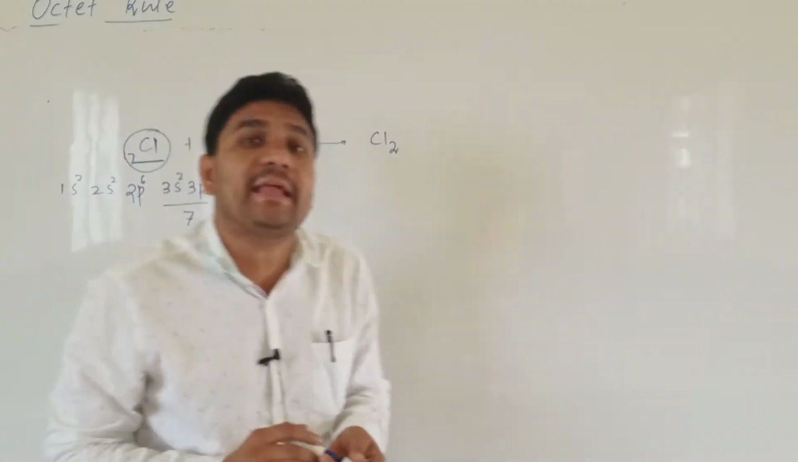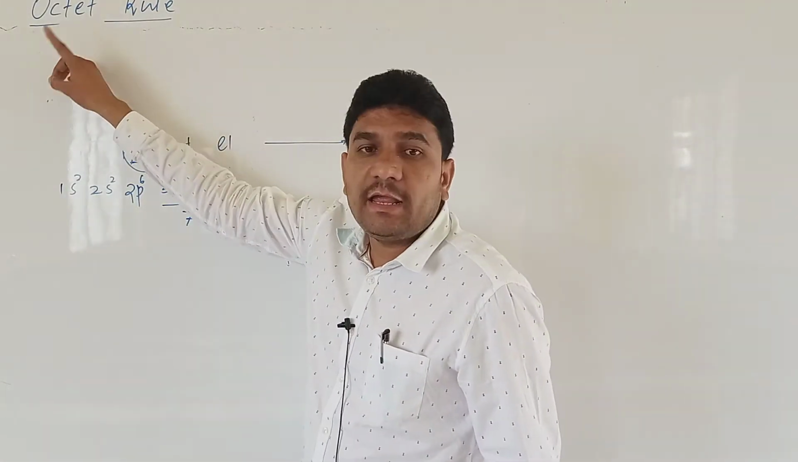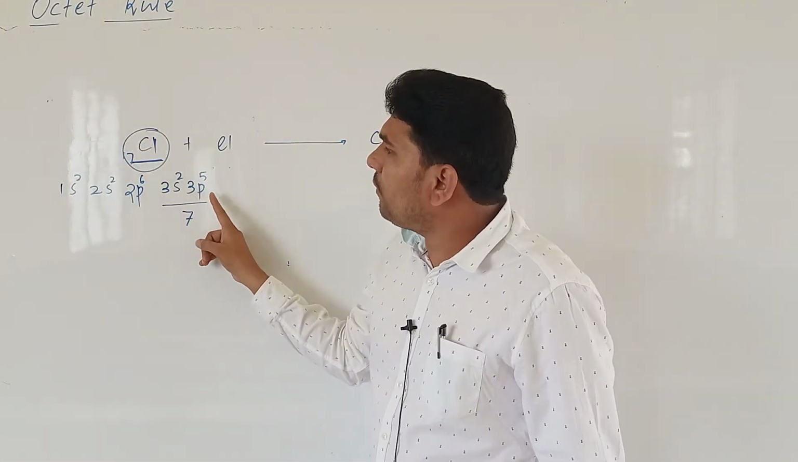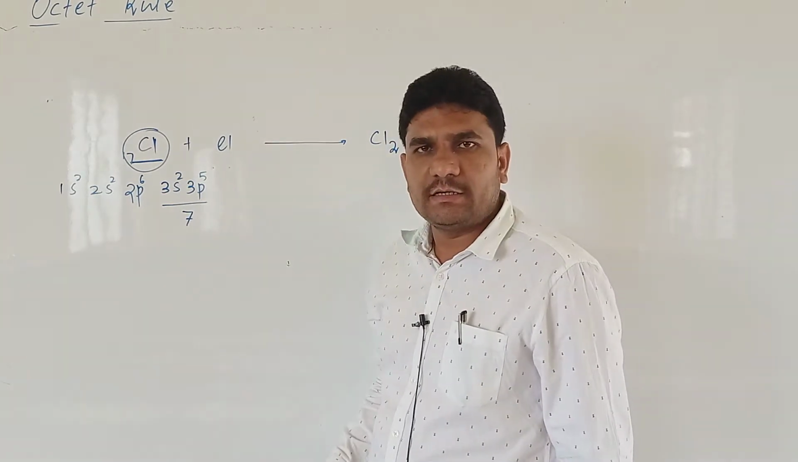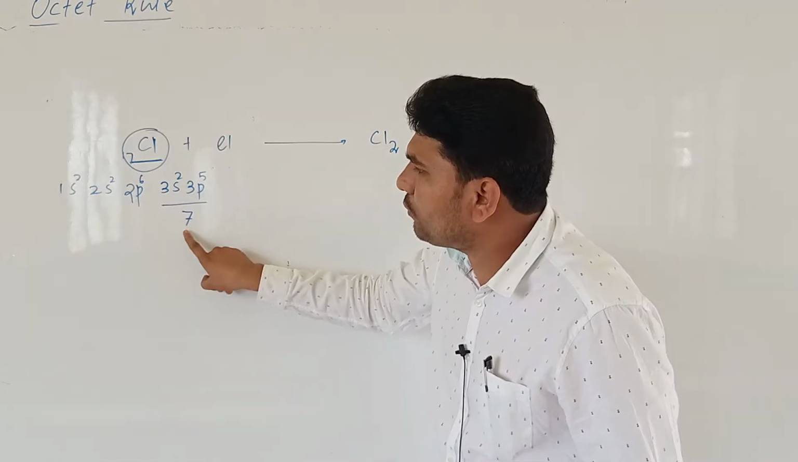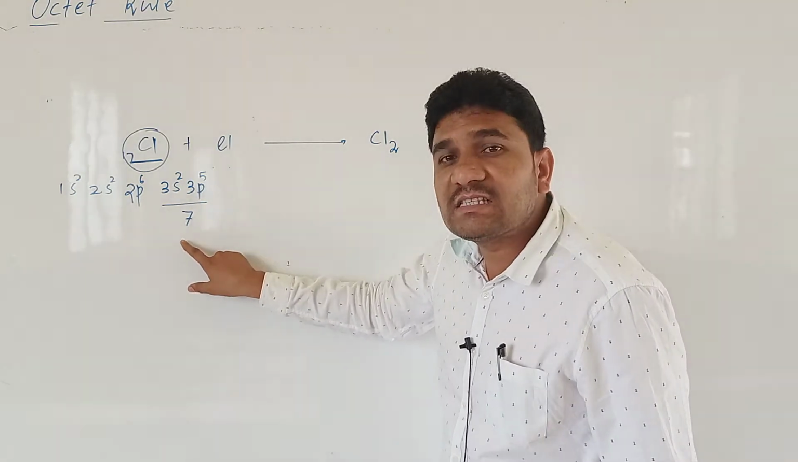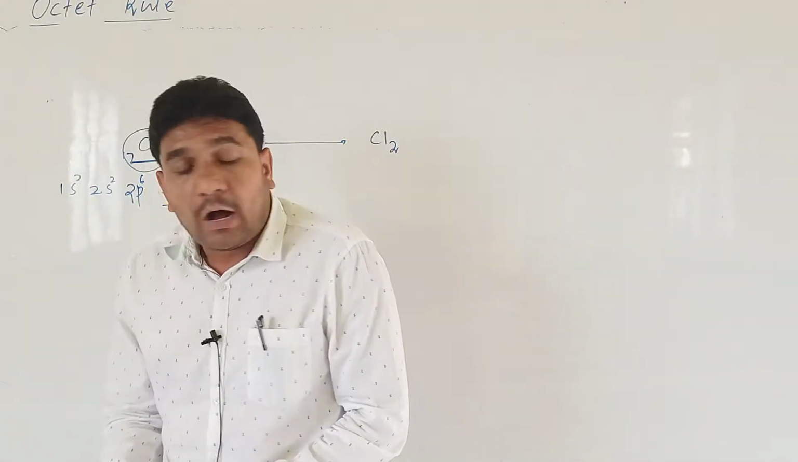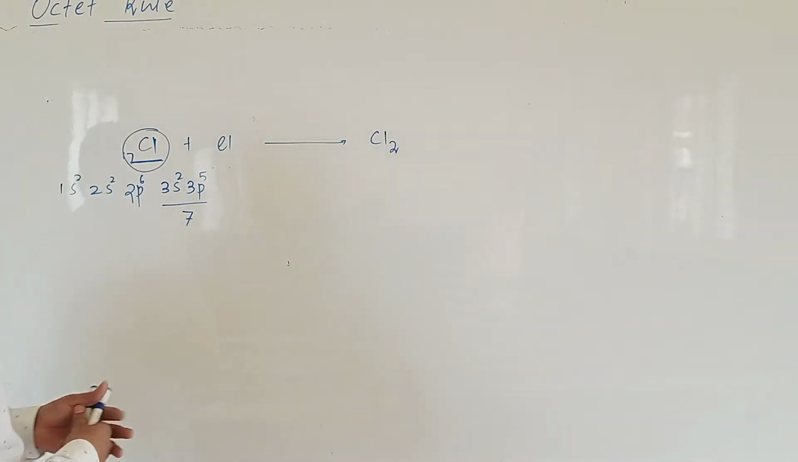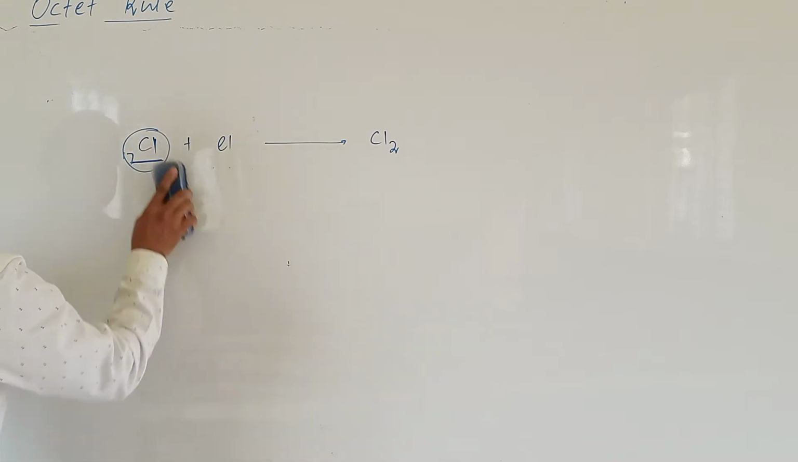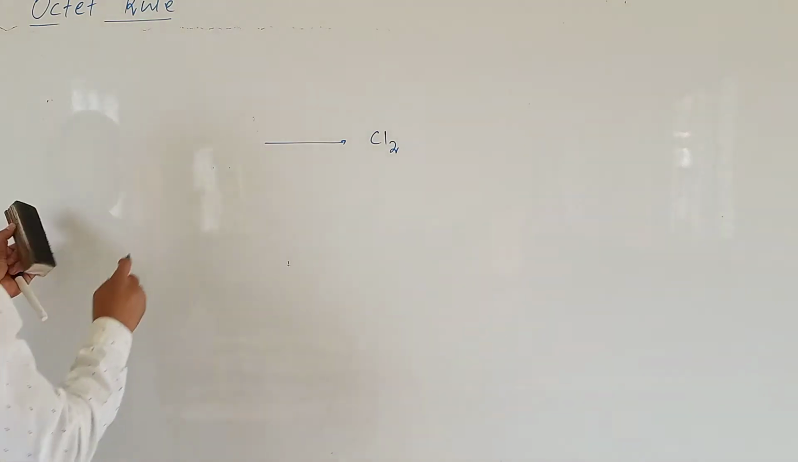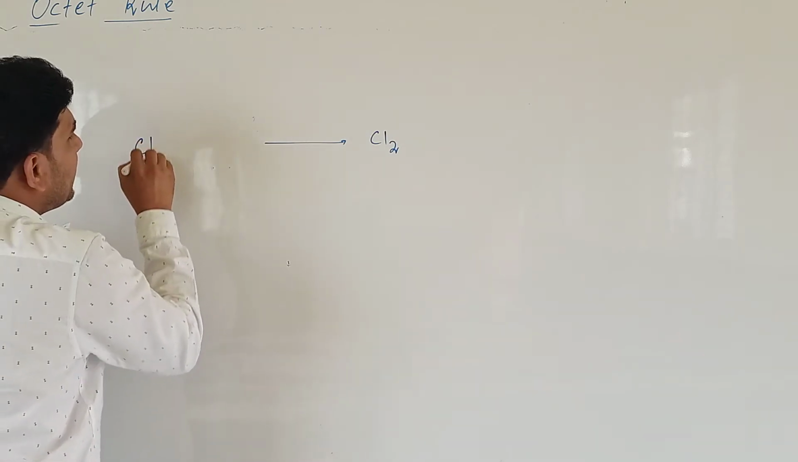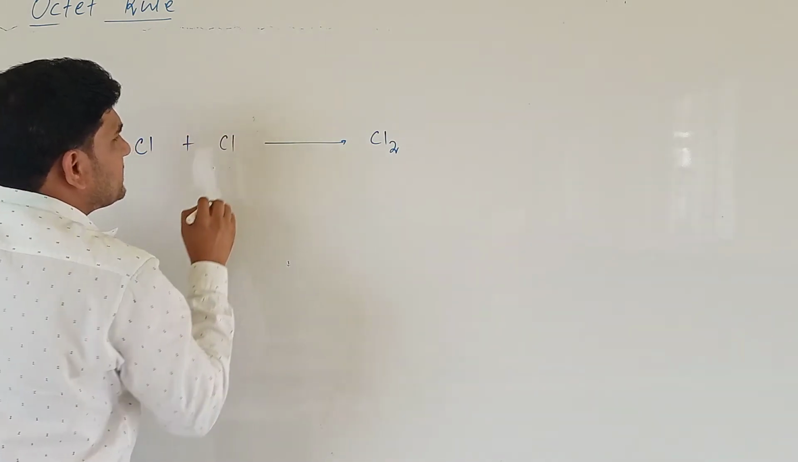How many electrons are still needed for chlorine atom to complete its octet configuration? Octet means 8 electrons. How many electrons are needed to complete its octet? 1 electron is needed. Is it right or not? You look at the electron configuration over here. 7 electrons are there. So how to complete this octet configuration? To complete this octet configuration, listen carefully, these two chlorine atoms will combine together. How? Cl combined with another Cl.